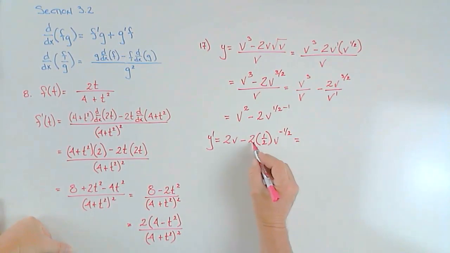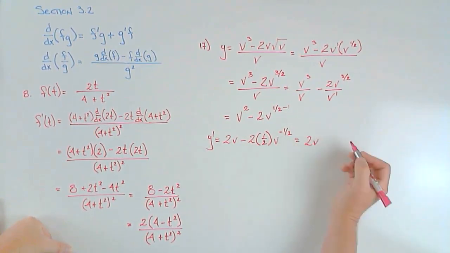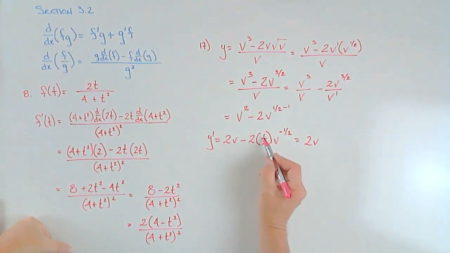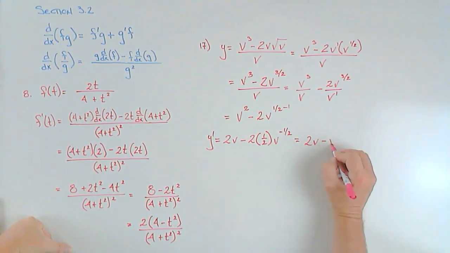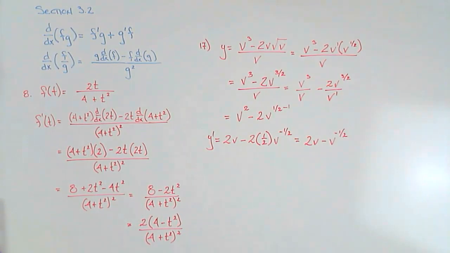So if we simplify, we distribute here. This is going to be 2v. This is 2 times a half. That's 1, and we get minus v to the 1/2. And that's a v to the negative 1/2.